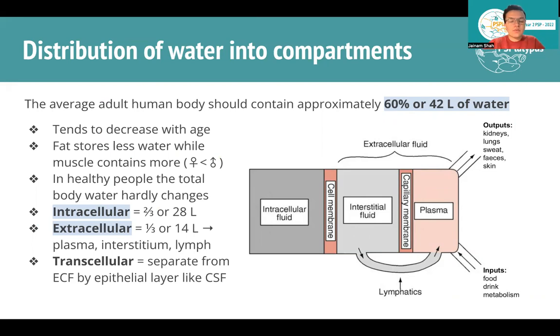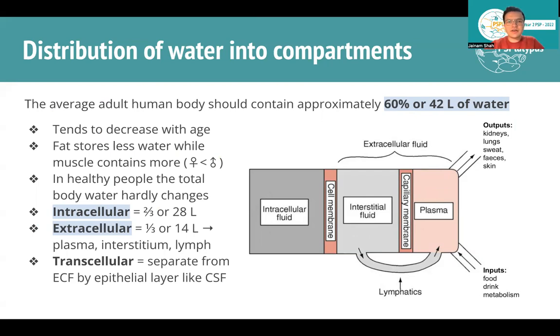When we try and separate this out, we can think about it as intracellular or extracellular, within the cell or outside the cell. Within the cell, you have more fluid. So that's about 2/3 of the volume, which is 28 liters. Extracellular is the remaining 1/3 or 14 liters. And you can separate this in terms of location. So plasma, for example, within blood vessels, you've got the interstitium around the cells, and then you've got lymph, which acts as a way to communicate between the interstitial fluid and the plasma.